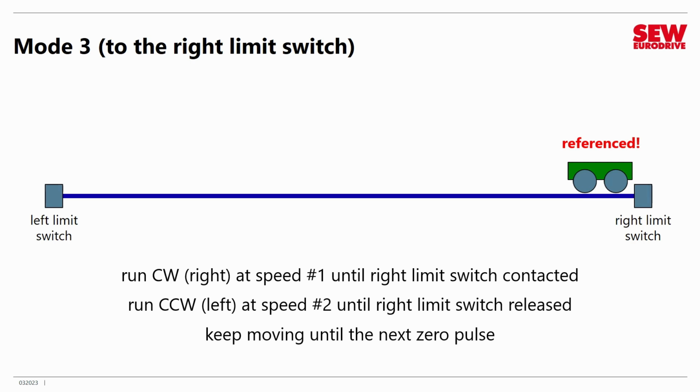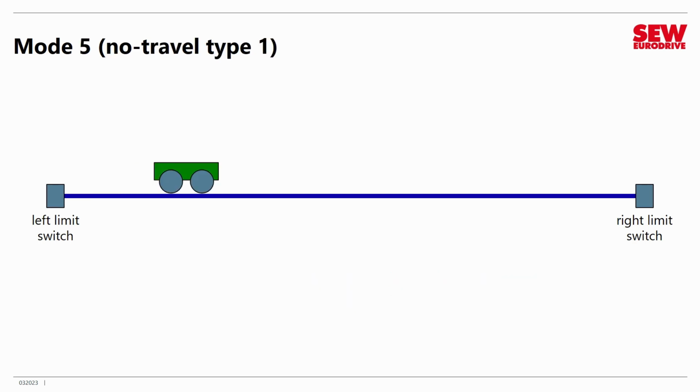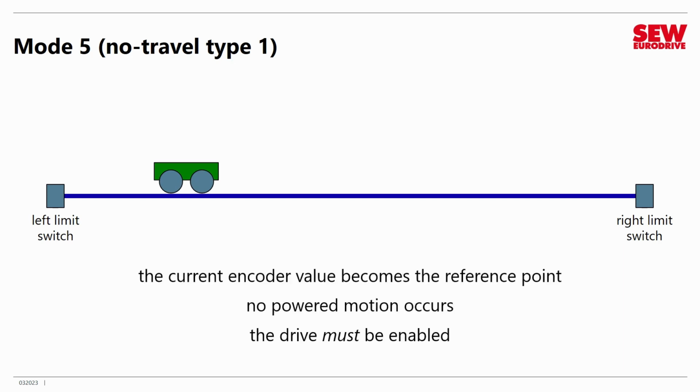As you can probably guess, Mode 4 is the same thing. It uses the other limit switch. It's otherwise identical. So Modes 3 and 4 are also paired together, with only the difference being the travel direction and the limit switch. Mode 5 is what's called No Travel Type 1. With this mode, all you do is you trigger it, and whatever the current encoder value happens to be, you say, I'm at 0, that's the reference point.